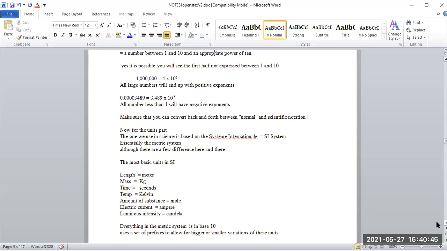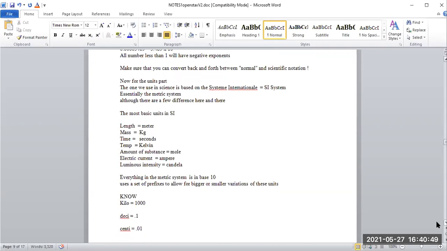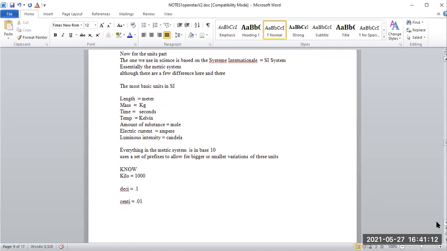So now we're going to segue over to the units end of things. Système International. The French invented it, they get to name it. It is kind of sort of the metric system, but also not exactly. There are a few subtle differences.